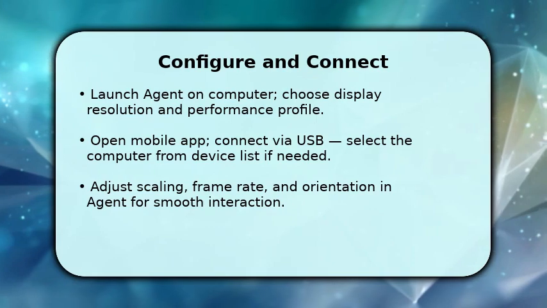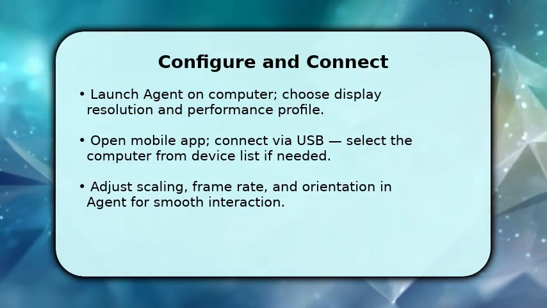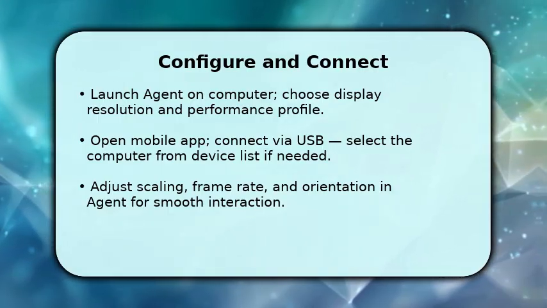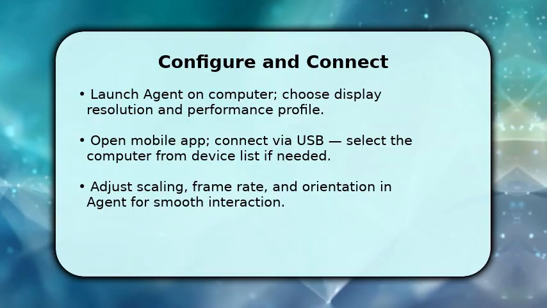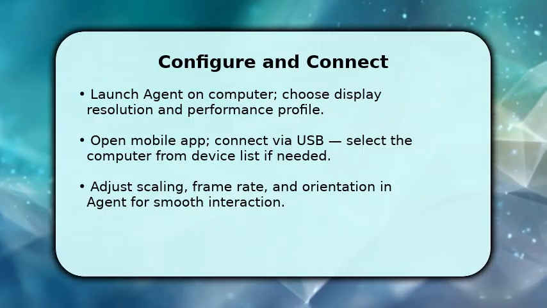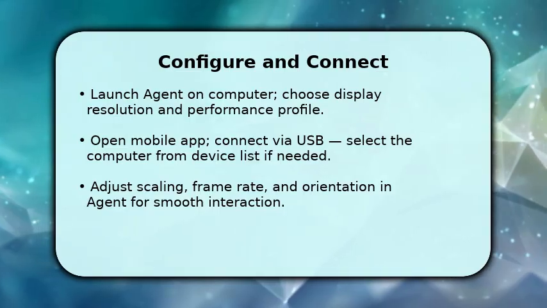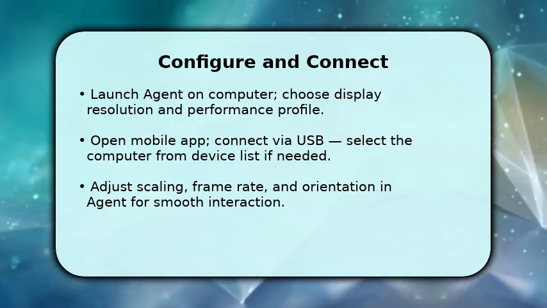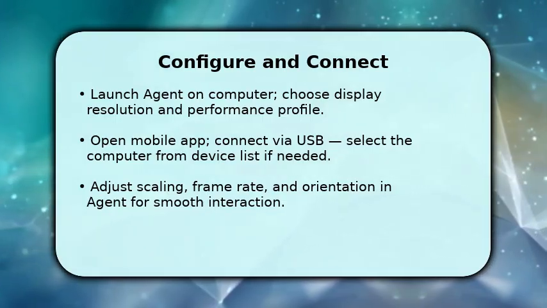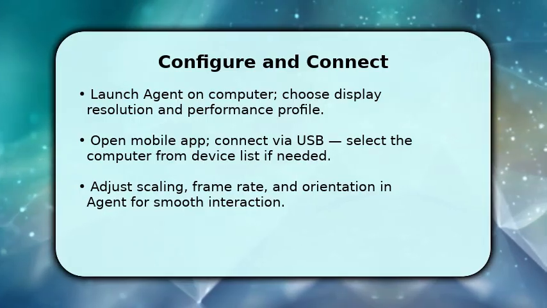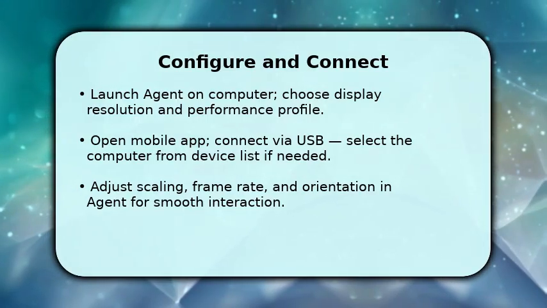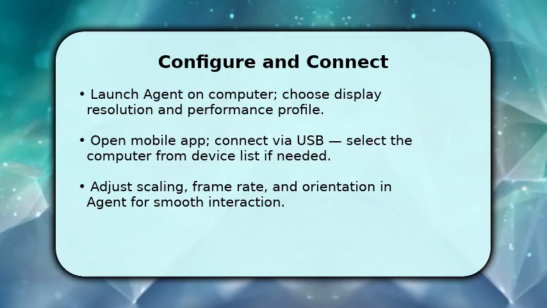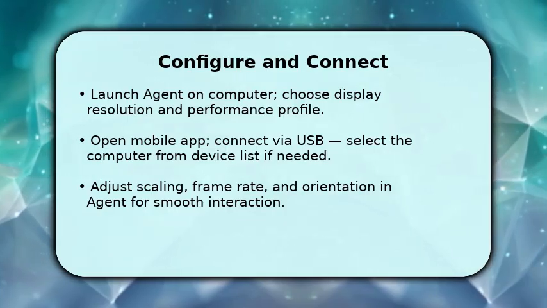You now configure the connection. Open the agent on the computer and set a resolution and performance profile, matching your device to balance visual quality and responsiveness. On the mobile app, choose USB connection and select your computer if it does not auto-detect. Wait for the secure handshake. Once connected, make sure scaling and frame rate are tuned in the agent to avoid lag or cropping. If cursor or touch mapping feels off, toggle orientation or calibration options until touch corresponds with the on-screen pointer.